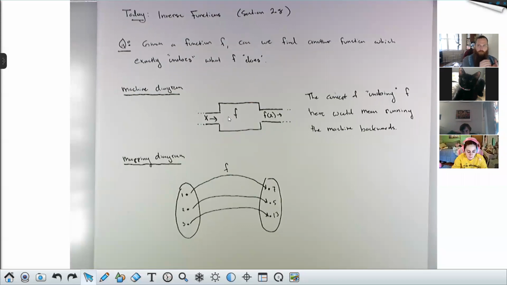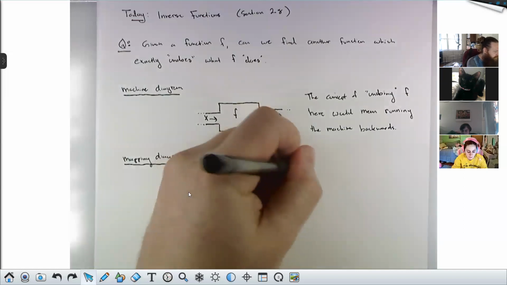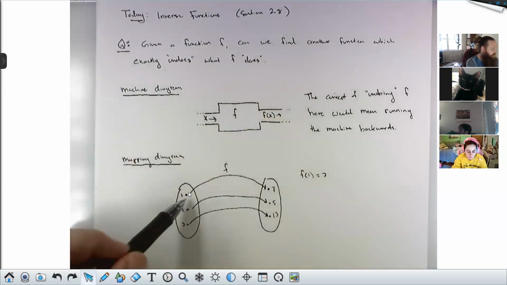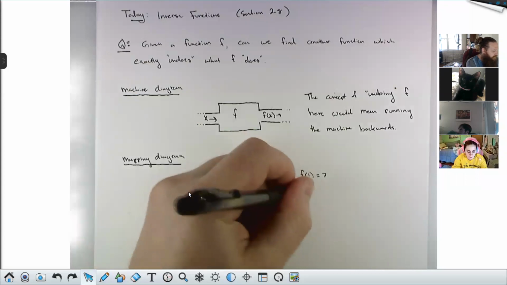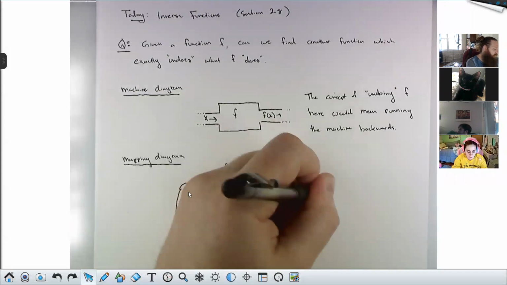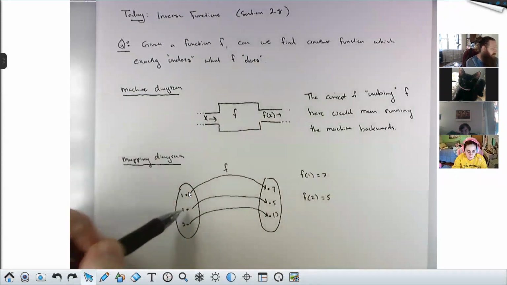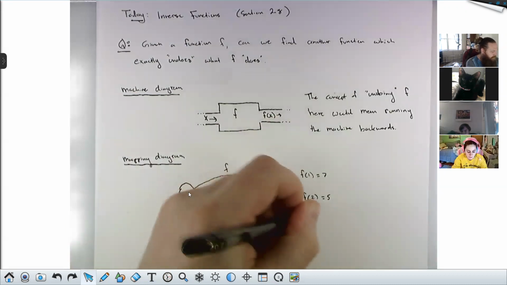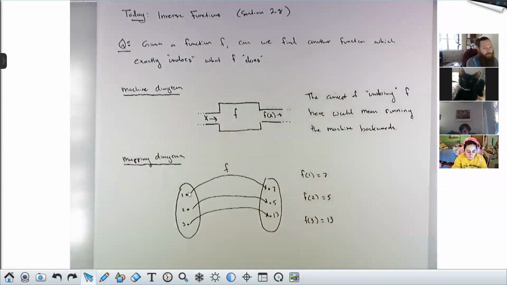To describe the function which undoes f would be to describe the function that sends this output back to the input from which it came. So in function notation, we would say f of 1 is equal to 7, because f sends the input 1 to the output 7. f of 2 is equal to 5, because f sends the input 2 to the output 5. And f of 3 is 13 for the same reasons.